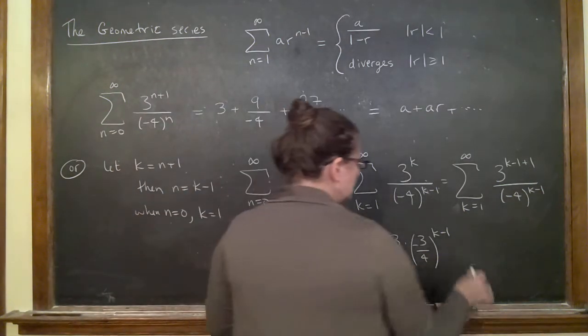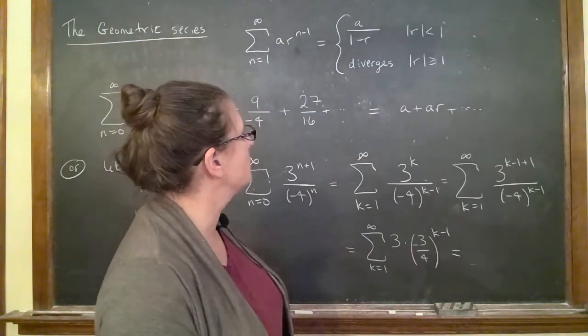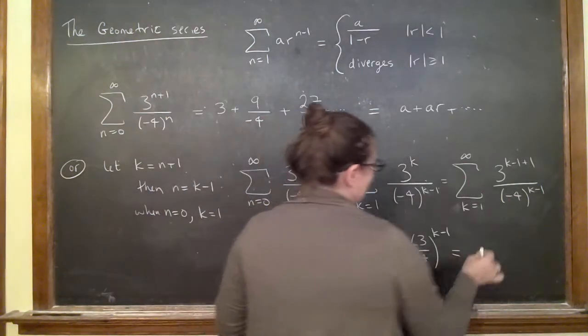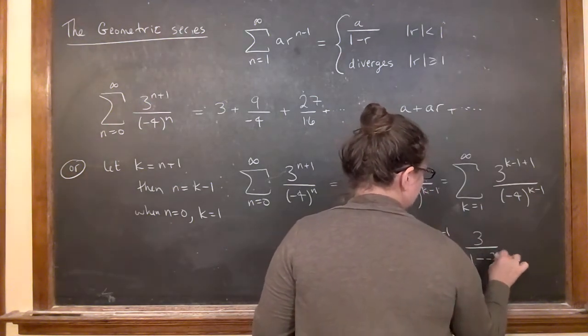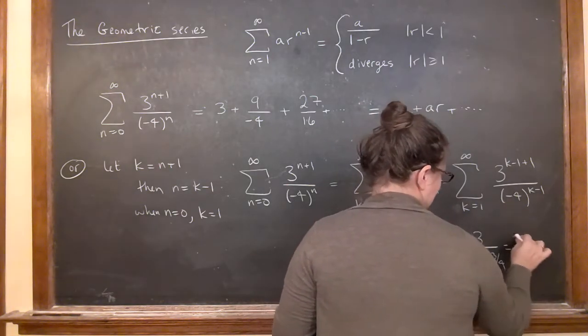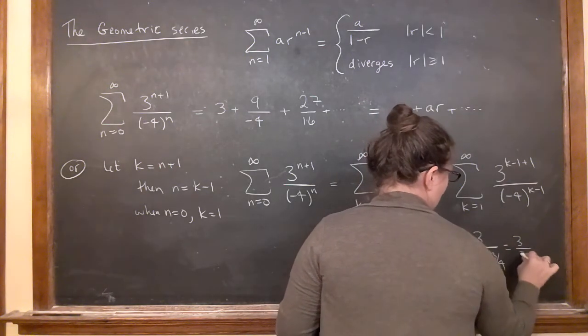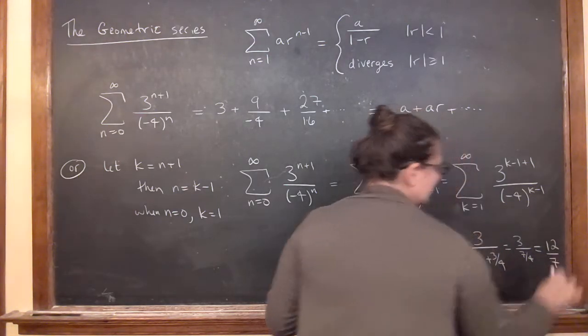In any case, now I see negative 3/4 is between negative 1 and 1, so I just put it into my formula here. A is 3, R is negative 3/4. So this is plus, so it is 3 over 7/4. So I end up with 12/7. And that's my answer.